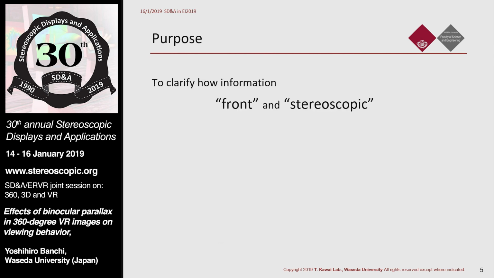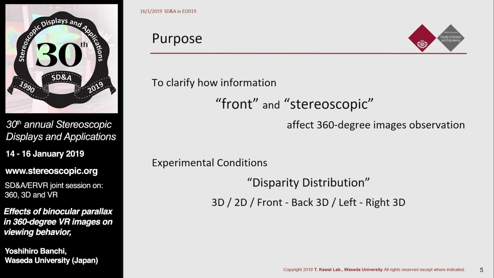From these results, there was a tendency to pay attention to the front regardless of contents. On the other hand, the difference between stereoscopic and 2D is not clear. In this research, we aim to clarify how information on the front and stereoscopic viewing affect 360-degree image observation. Therefore, 4 stimuli with different disparity distribution were prepared as conditions. The conditions were 3D, 2D, front-back 3D, and left-right 3D.